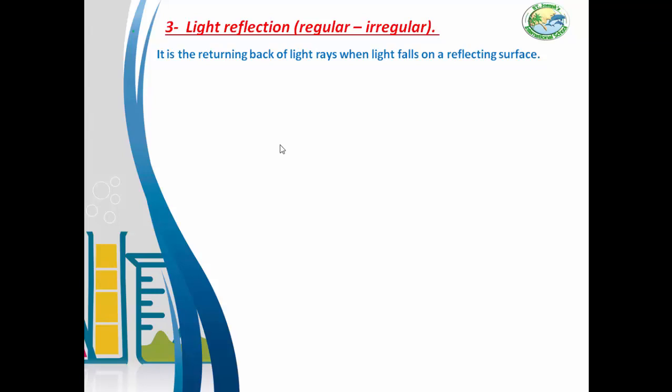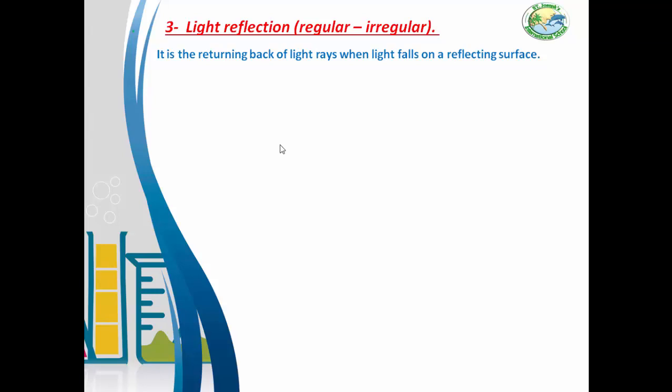We generally use mirrors to see our images in our houses. We stand in front of the mirror, and our image is formed because light falls on the mirror and reflects to our eyes so we can see our image.